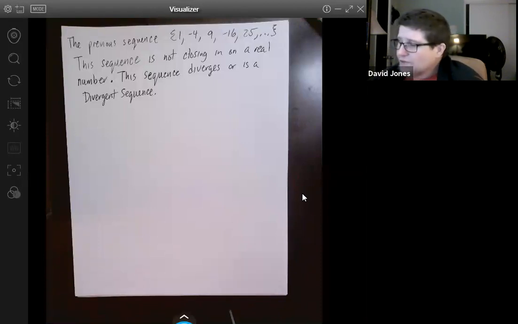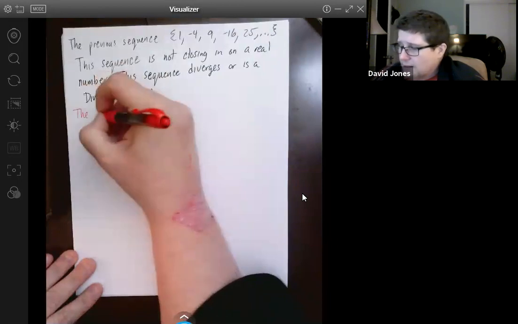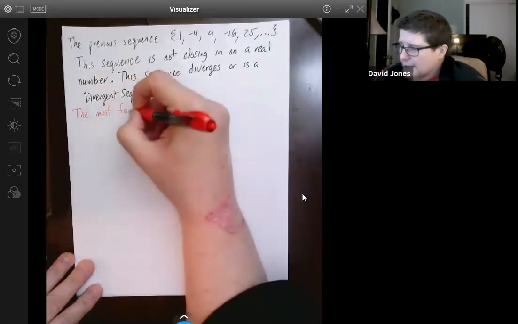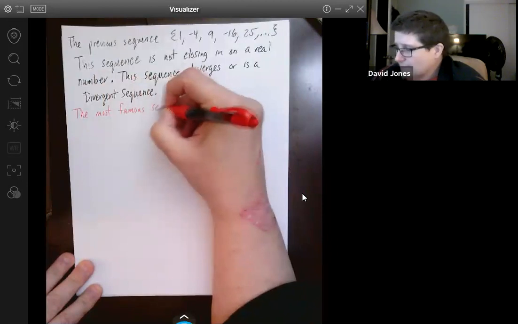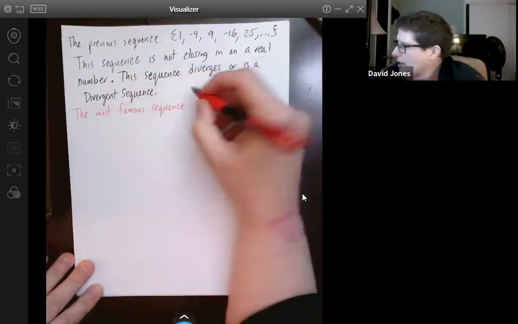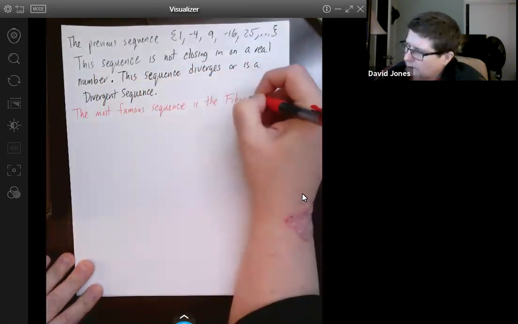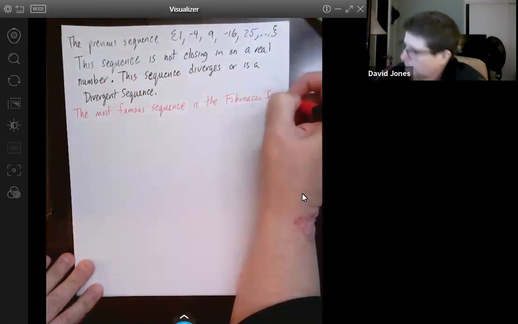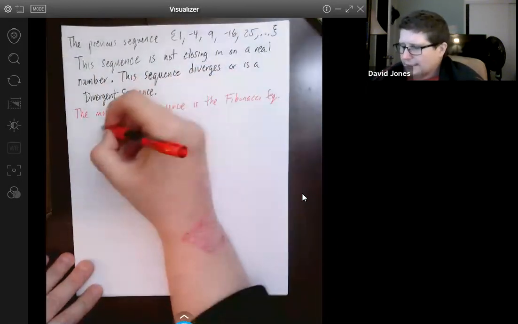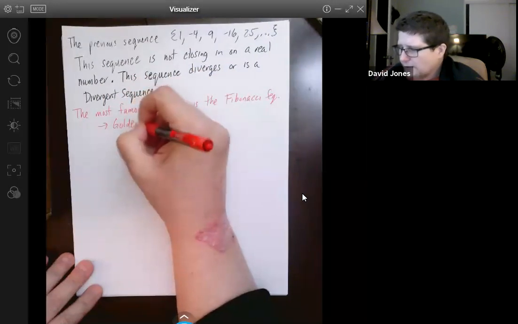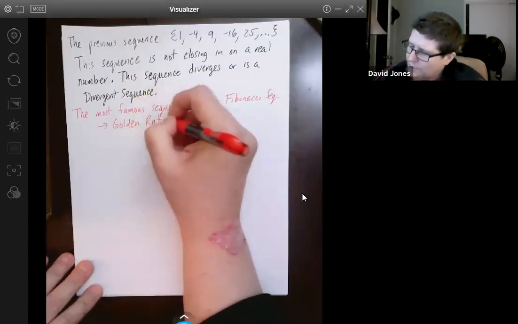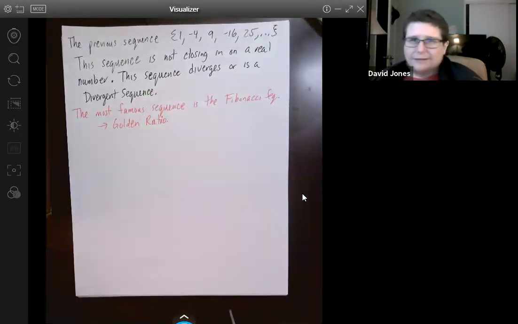You may have heard of the most famous sequence. I'm betting you have. You may not know what the sequence is, but you have heard the name. The most famous sequence is the Fibonacci sequence. And this sequence leads to something called the golden ratio. I'm not going into the golden ratio. That's not what this class is on. It's not a history class. If you're interested in the golden ratio, it's an interesting topic. I would look up the Fibonacci sequence and golden ratio.